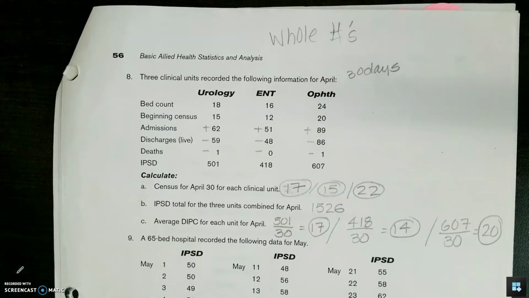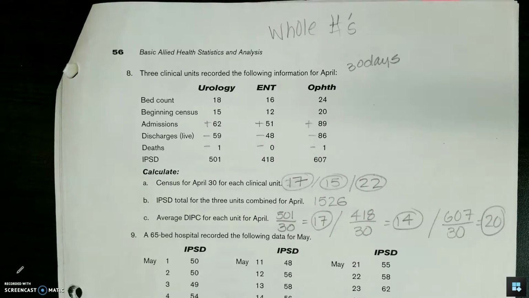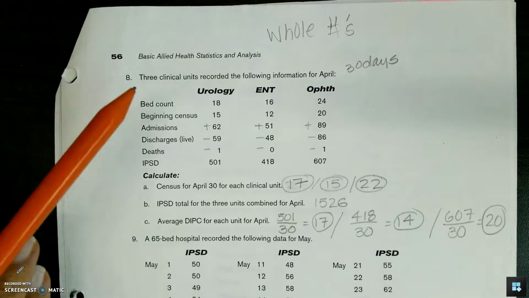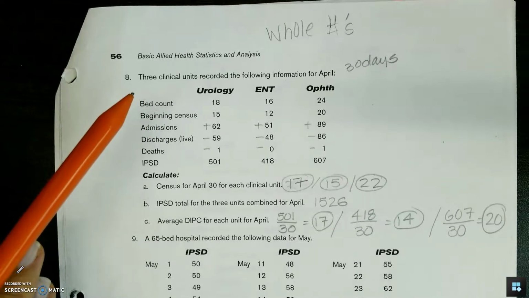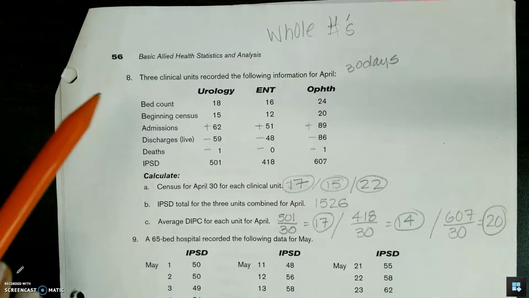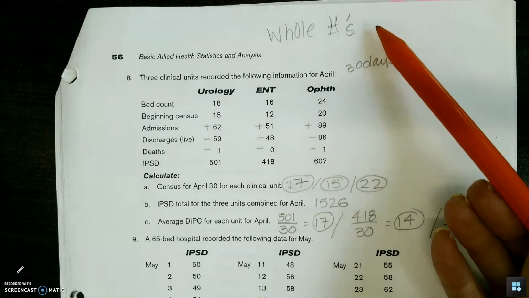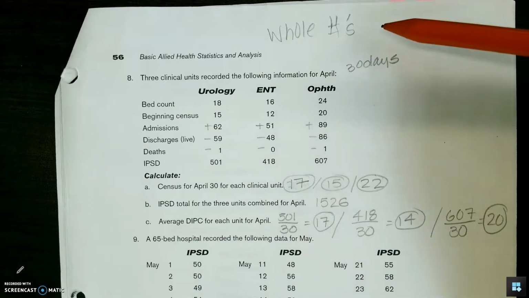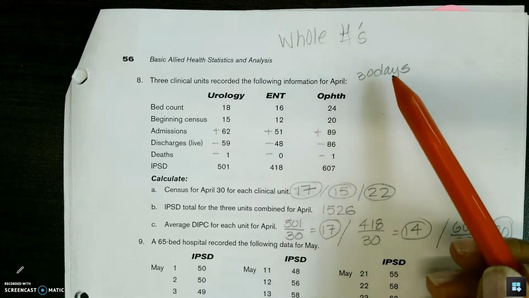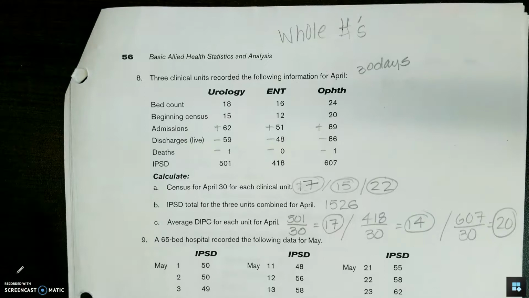Okay, so now we're on page 56, number 8. That's the best way that I can orient you to where we are. So 3 clinical units recorded the following information for April. And you see I've written myself a couple of notes. I'm reminding myself that the worksheet asked to calculate to whole numbers, and that April has 30 days. So I can go ahead and get started with that.